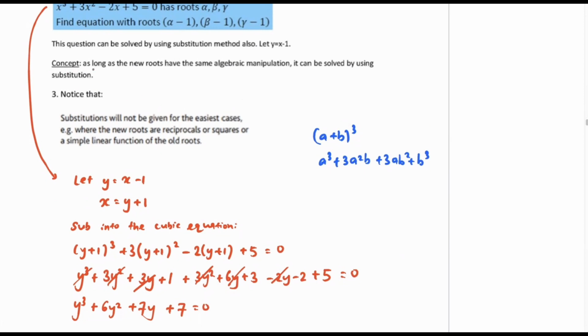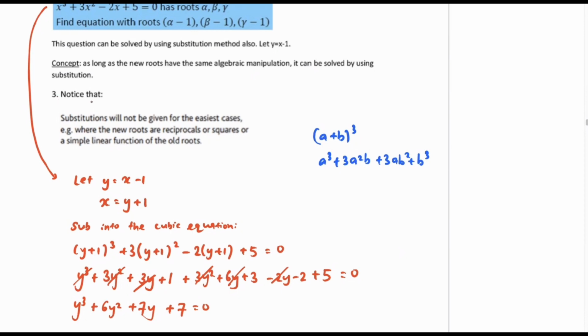And let's see the concept here. As long as the new roots have the same algebraic manipulation, it can be solved by using substitution. That means if you have alpha minus 1, beta minus 2, gamma minus 3, then you cannot use substitution anymore. The number must be the same in order to use substitution. So if the numbers are different, let's say minus 1, minus 2, minus 3, then you have to use our first method from just now. If they have the same number subtracting from alpha, beta, and gamma, we can use substitution. It must be the same algebraic manipulation.